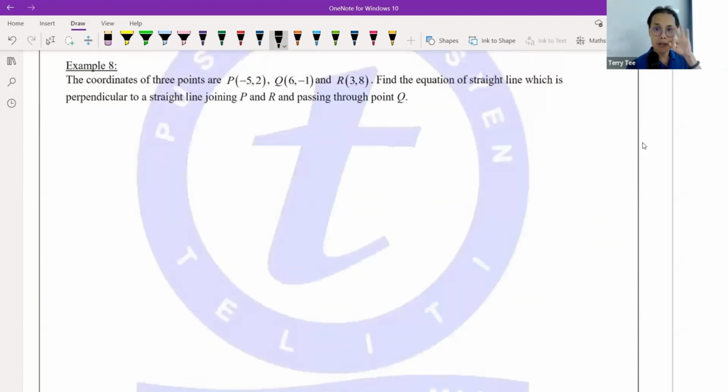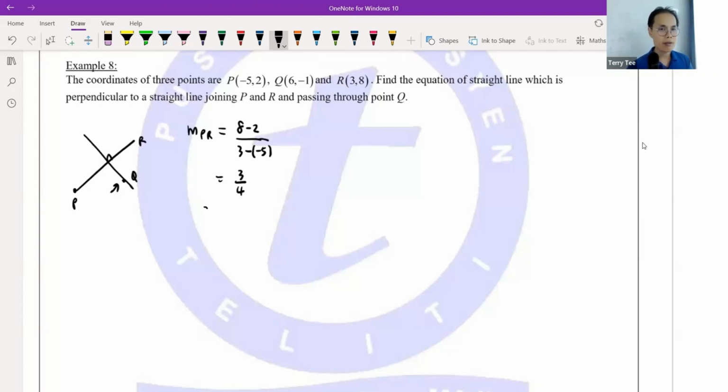Okay, let's look at example 8. We are given 3 points. You want to find the equation of a line perpendicular to the straight line joining PR. This is P, this is R, and it passes through Q. Number one, let's find the gradient of PR, which is (y2 minus y1) over (x2 minus x1). So this is 6 over 8, 3 over 4. Number 2, because PR is perpendicular to this line, 3 over 4 times m2 must be negative 1. Gradient of your second line is negative 4 over 3.